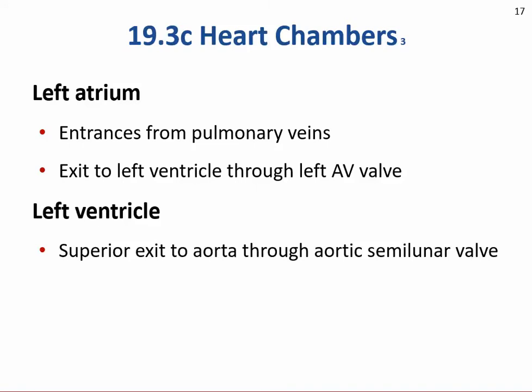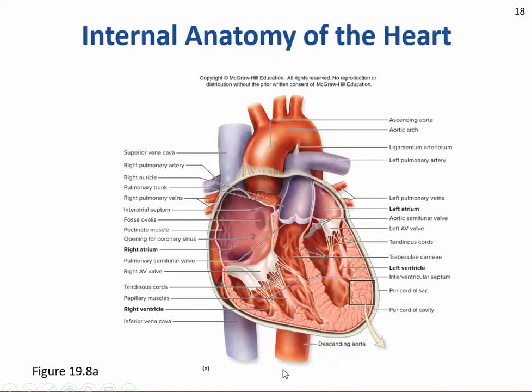When the blood gets into the left ventricle, it exits through the aortic semilunar valve and goes into the aorta and then is distributed to everywhere in the body through the systemic circuit. So this is the right atrium here. The superior vena cava, the inferior vena cava, this is the opening for the coronary sinus.